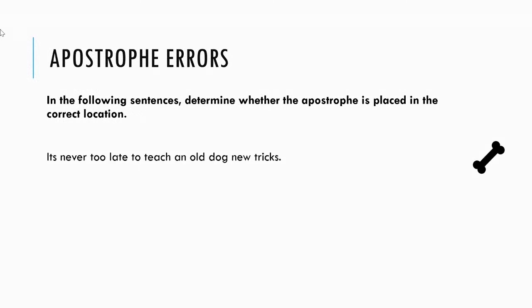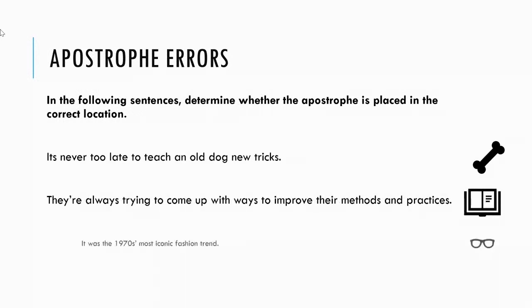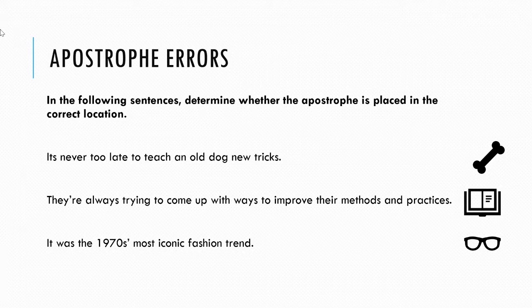In the following sentences, determine whether the apostrophe is placed in the correct location. You can pause the video if you would like more time to work these out. "It's never too late to teach an old dog new tricks." Since this can be written as, "It is never too late to teach an old dog new tricks," "it's" with an apostrophe is required here.